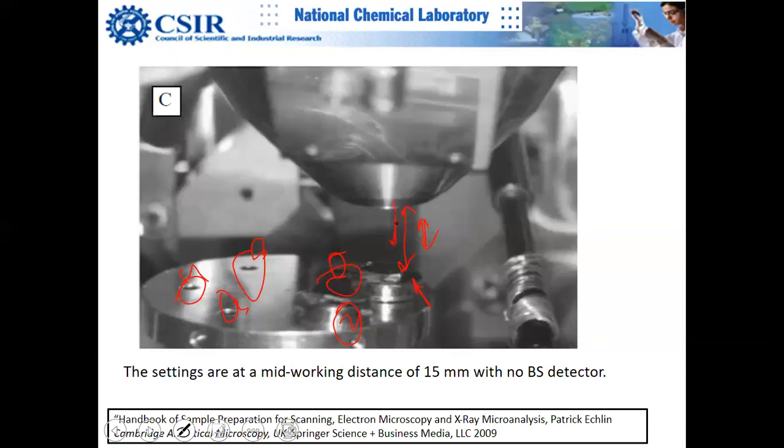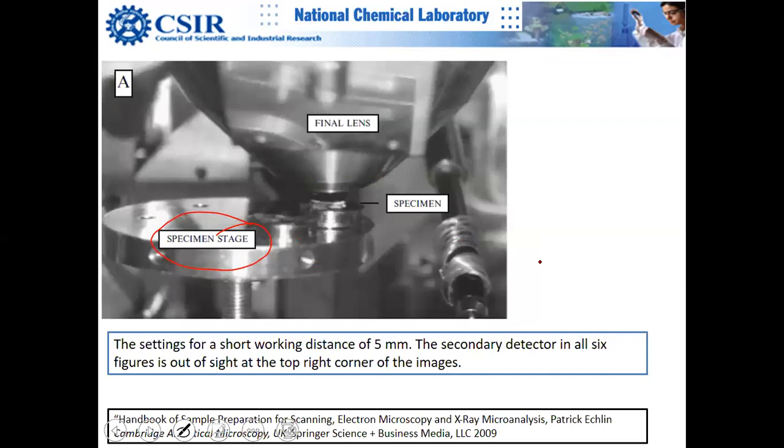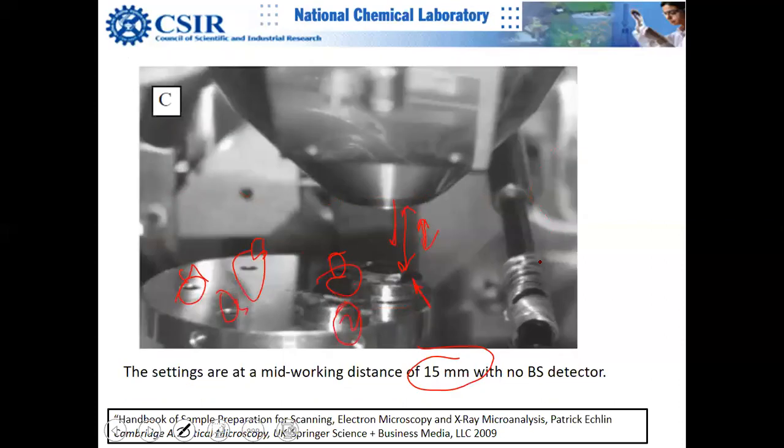You can ask whether they can bring it down, very close to the sample, or move it farther away. Here you see 15 millimeters, a mid working distance, but it's fairly large. But here you can see a 7 millimeter working distance, very close to the sample, right? And here in the middle a detector is also placed. This is the backscatter detector. The secondary electron detector is usually at the side, somewhere here, but it is removed here.